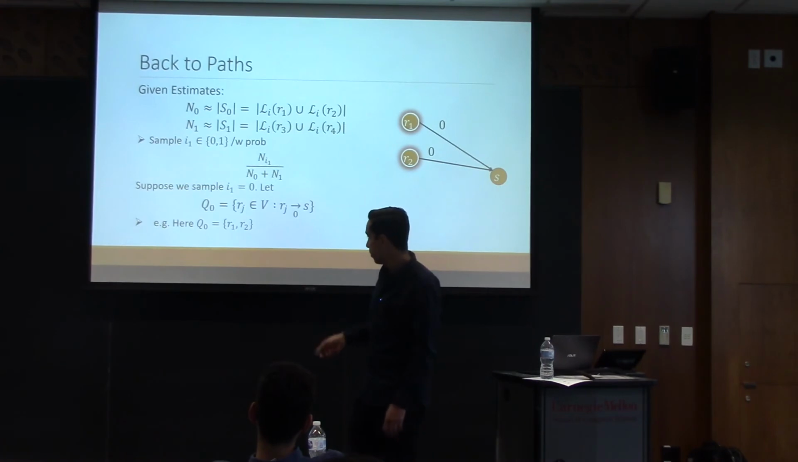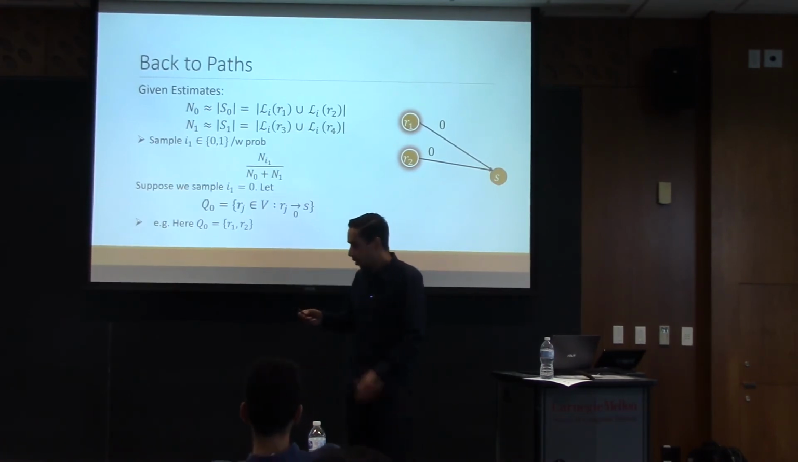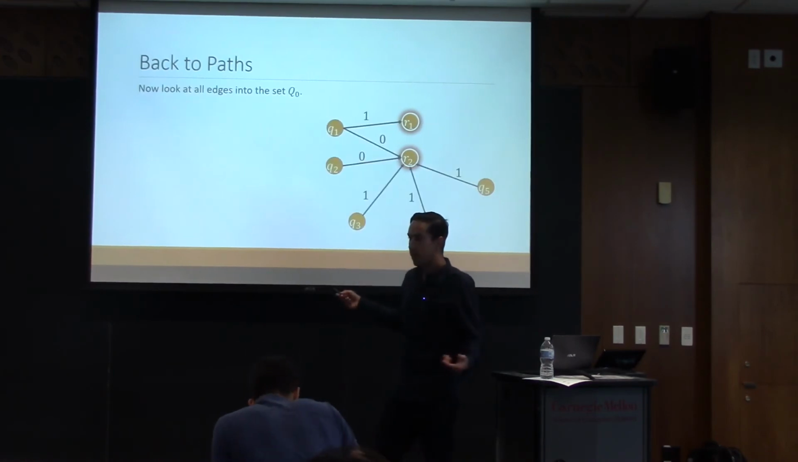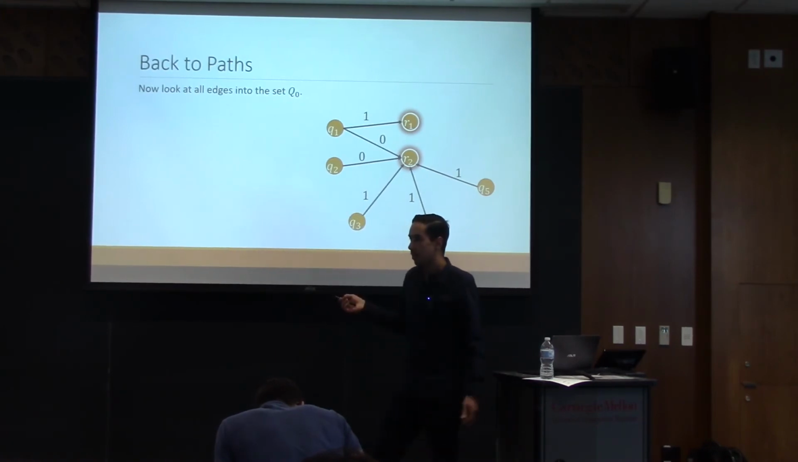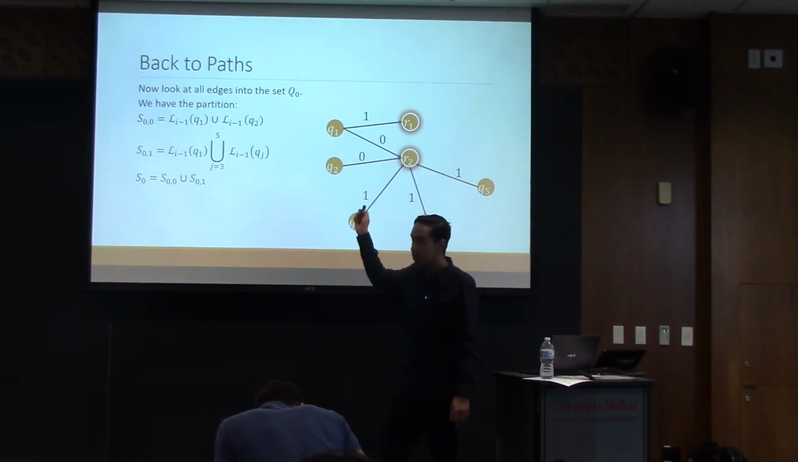And so now what do I do? Now I'm going to forget about S, and I'm only going to look at the set Q0. I'm going to look one step further, at all the edges coming into my set Q0 with any label. And I'm just going to do the same thing over again. I'm going to partition the edges between 0 and 1. I have S00, which is all the ones with 0 into it, and S01 with all the edges with 1 into it.